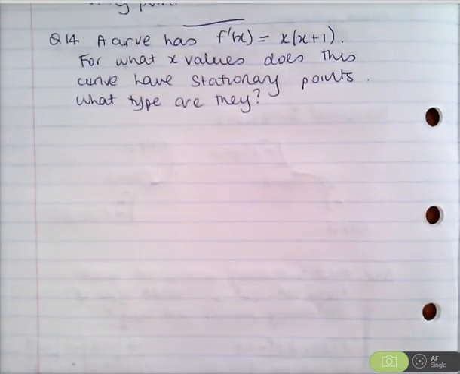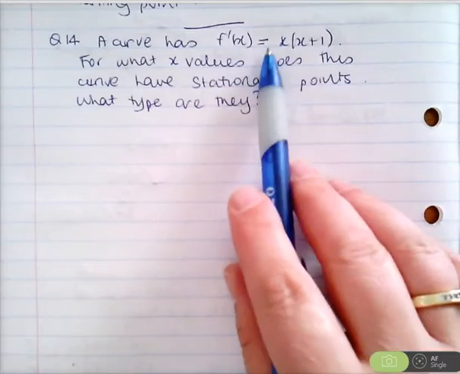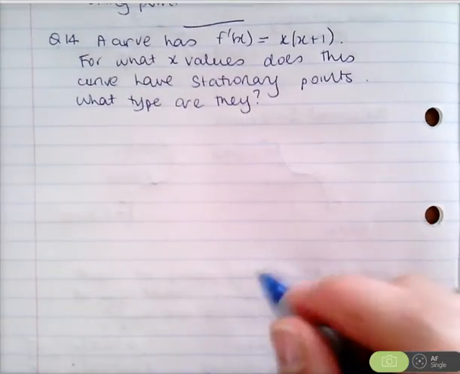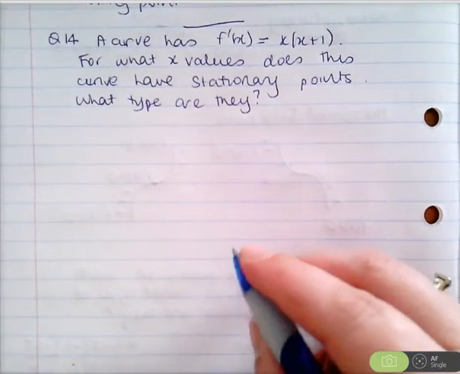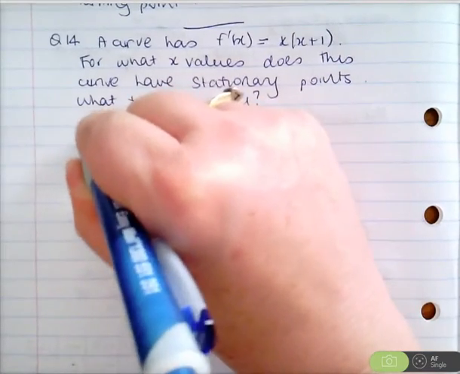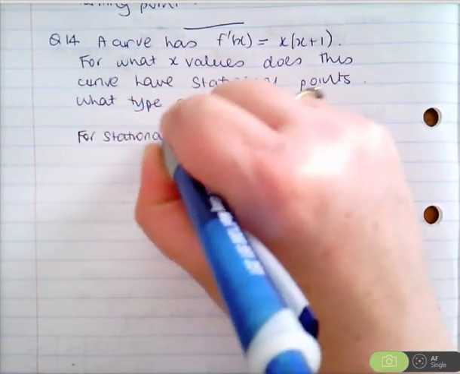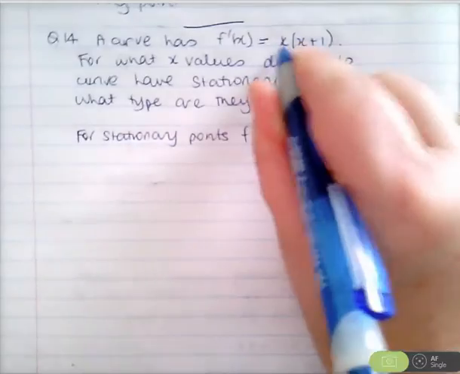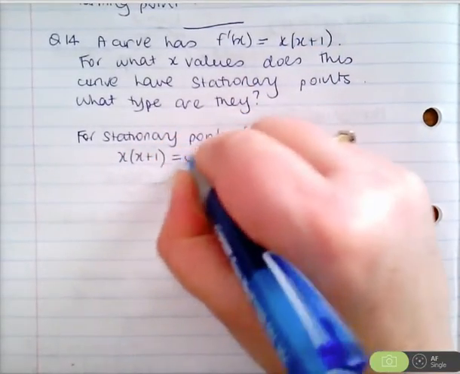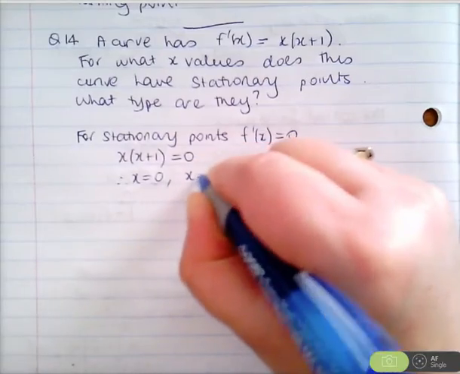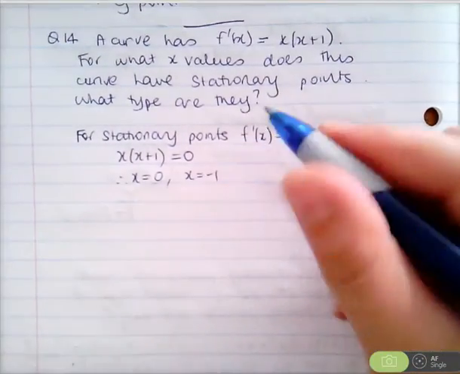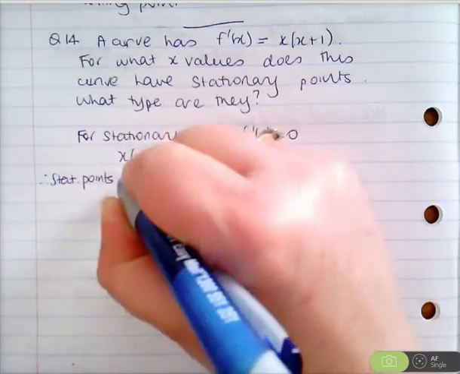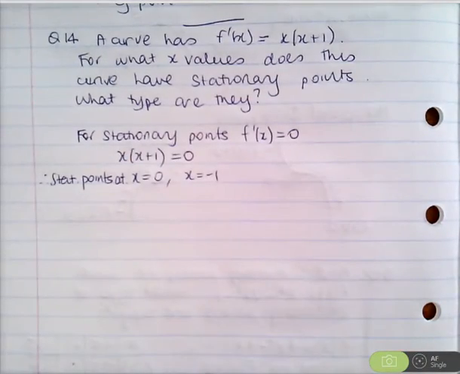Exercise, question 14: a curve has first derivative equal to x bracket x plus 1. So this first derivative has already been factorised. For what values of x does this curve have stationary points, and what type of stationary points are they? We know that for stationary points the first derivative is equal to 0. So x bracket x plus 1 equals 0. Therefore, x equals 0, x equals -1. There are stationary points at x equals 0 and x is -1.